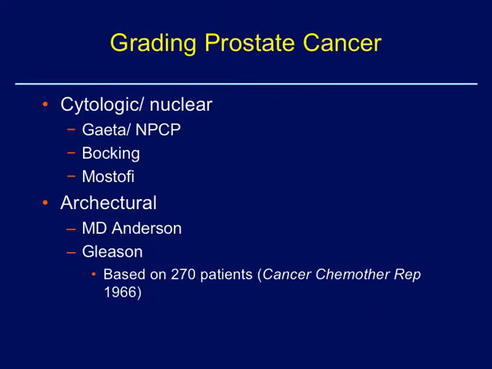There have been a number of grading systems for prostate cancer that rely either on nuclear features, like most grading systems for other cancers do, and also architectural. The one that has really stood the test of time, as you know, is the one by Don Gleason. And this really represents the 50th anniversary of his hallmark paper back in 1966, which was based on a relatively small number of patients at that time, about 270.